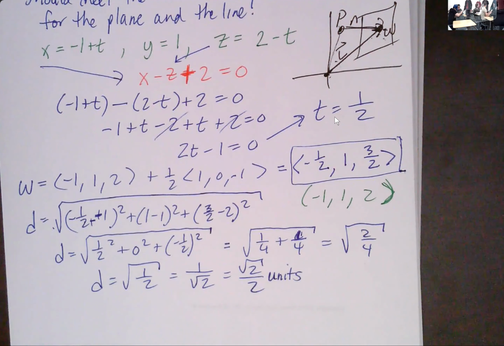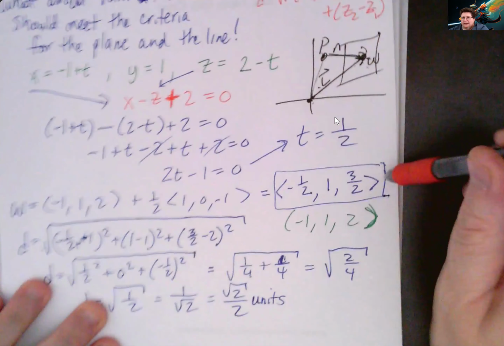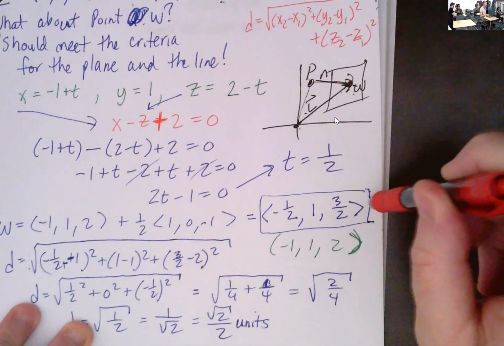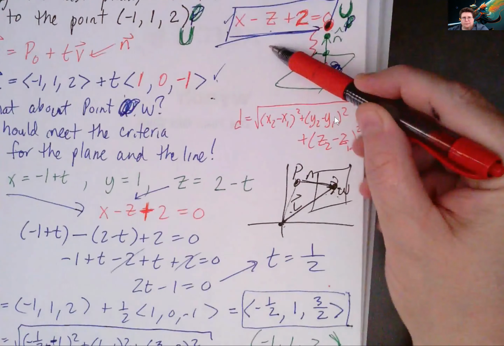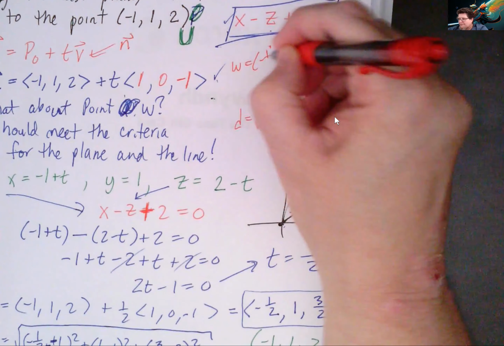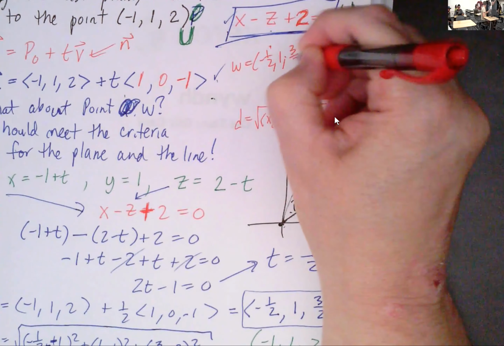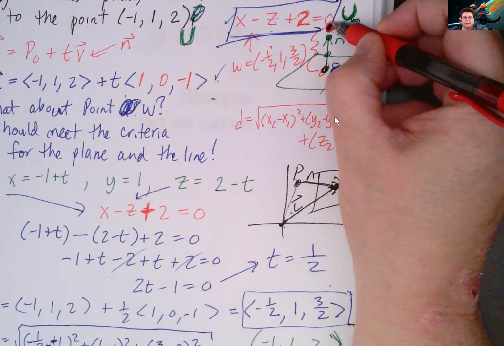That proved one very important thing. If you want, you can verify W is in this plane. Plug W into this plane equation up here. W was -1/2, 1, and 3/2. If you plug it in here, you're going to see that it meets this equation's formula.